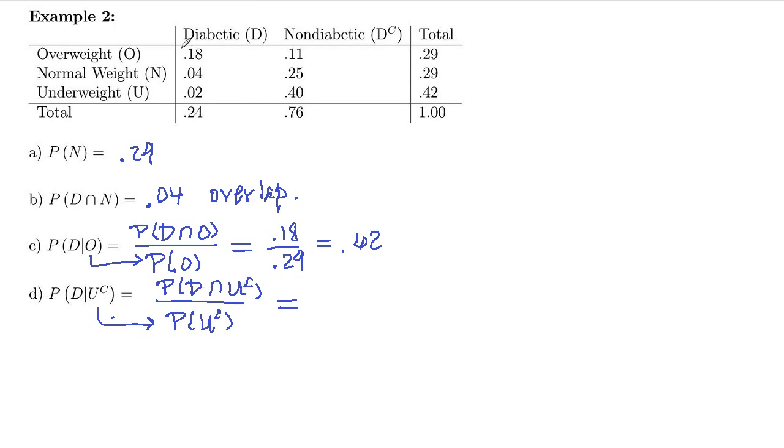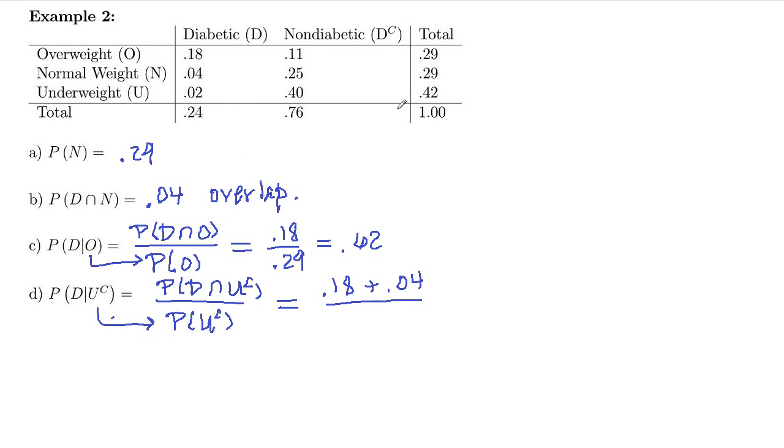So diabetic is this column here, and underweight would be this last row. Okay, but they're not underweight. So that means they're in one of the other two categories, normal or over. So that's this. And we're looking for the intersection, which is the overlap, 0.18 and 0.04. So 0.18 plus 0.04. And then our denominator, they are not underweight.